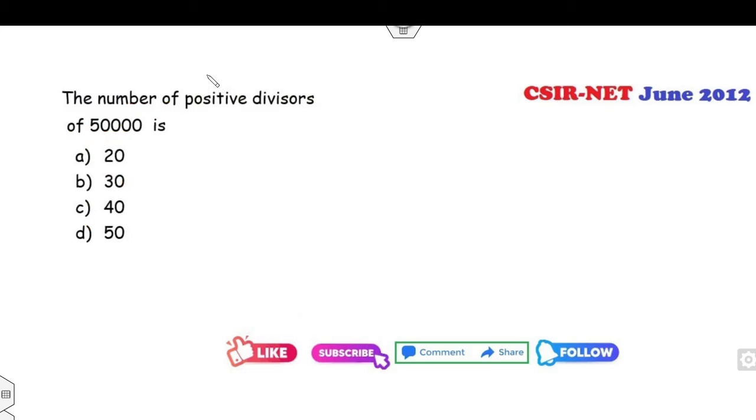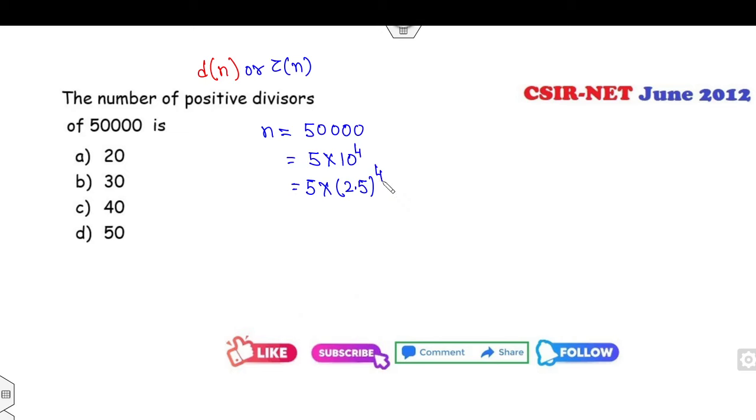Number of the positive divisors. Your target is to find the d of n or tau of n. What is my n? 50,000. Firstly write it in prime factors. So that is 10 raised to power 4. 10 I can write as 2 into 5. So I can write it as 2 raised to power 4, 5 raised to power 5.